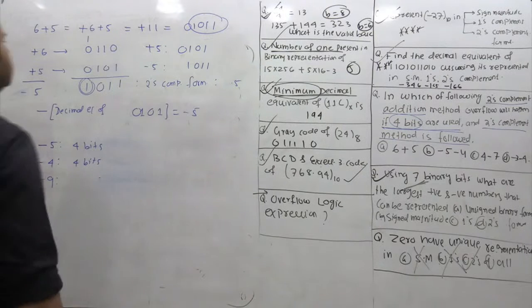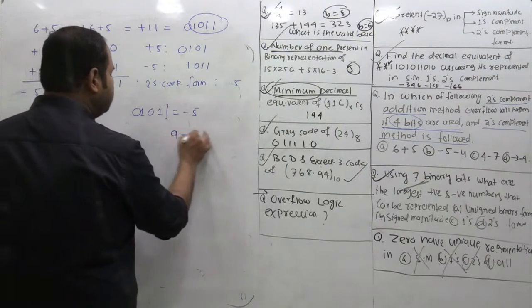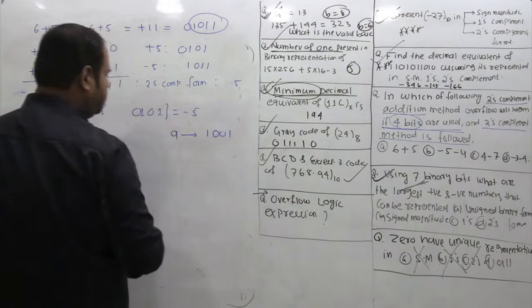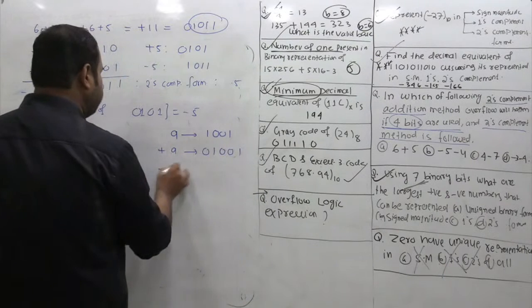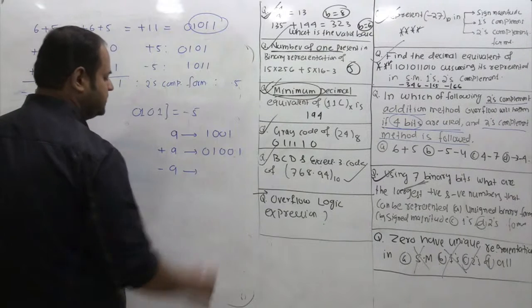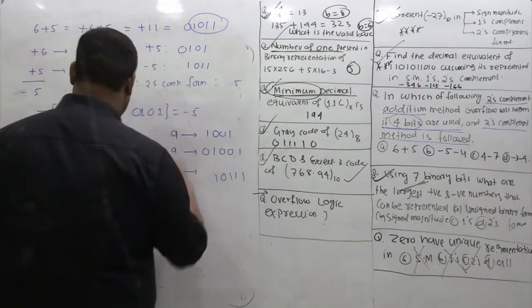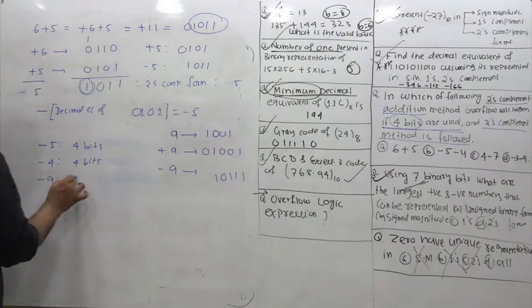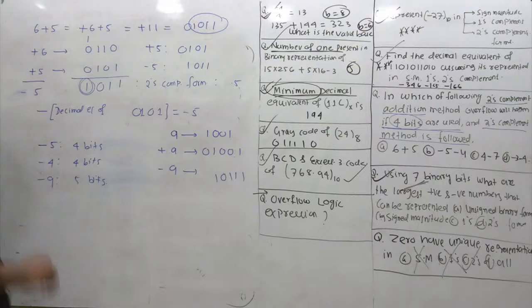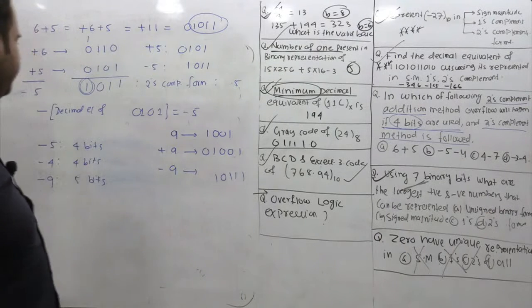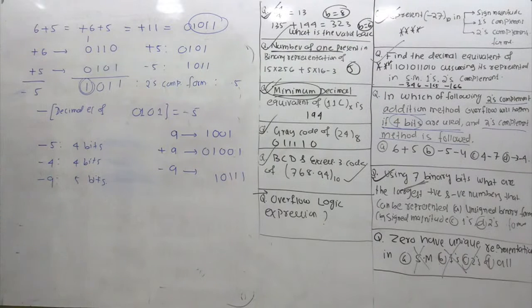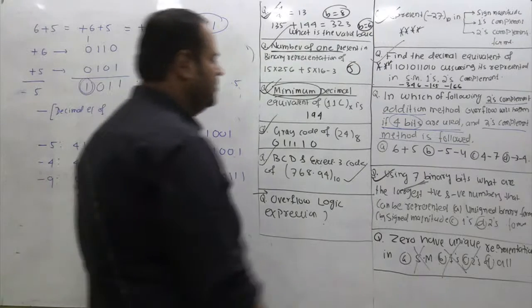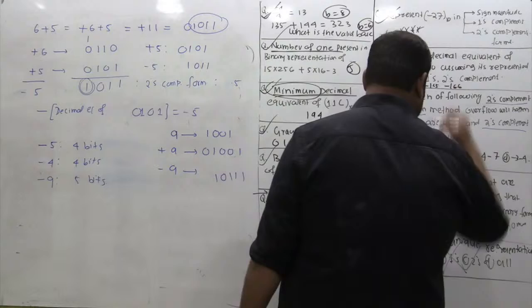To represent -9, how many bits are needed? 9 is 1001, so +9 is 01001. -9 is the 2's complement of this, which is 10111. So to represent -9, you need 5 bits here. Again the same story: originally we are using 4 bits, but my expected answer needs at least 5 bits. Naturally 4 bits will not be enough to hold this 5-bit answer. Even in this case you will get overflow. So you will get overflow here, and you will get overflow here.